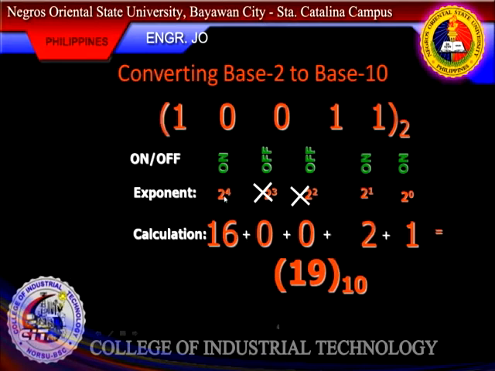And 2 to the power of 4 is 2 times 2 equals 4, 4 times 2 equals 8, 8 times 2 equals 16. Therefore, we add the numbers that are not 0. 16 plus 2 is equal to 18, plus 1 is equal to 19. So 10011 in binary form, base 2, is equal to 19 in base 10. Note that 19 is a combination of 1 and 9, so it is in decimal form.